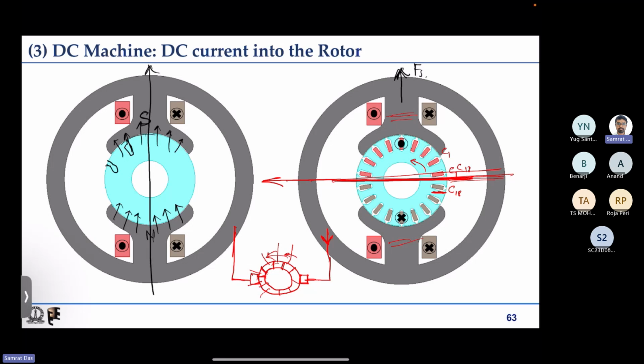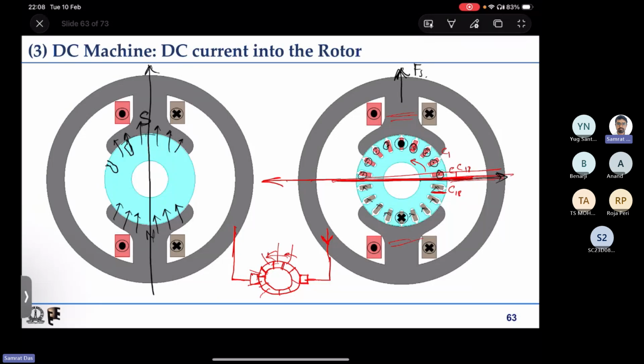Now suppose this happens, and at any given instant of time, all the conductors which are on the top side are having dot polarity, and all the conductors which are on the bottom side are having cross polarity. Then we have a flux direction like this, and we have two magnetic fields which are at quadrature.